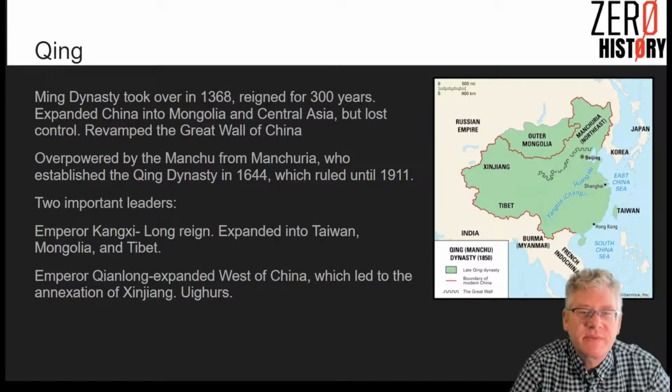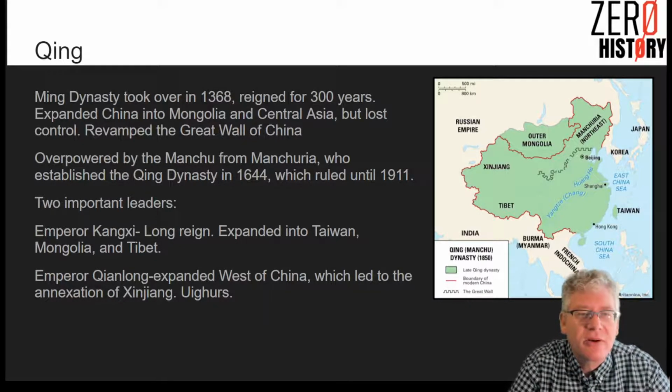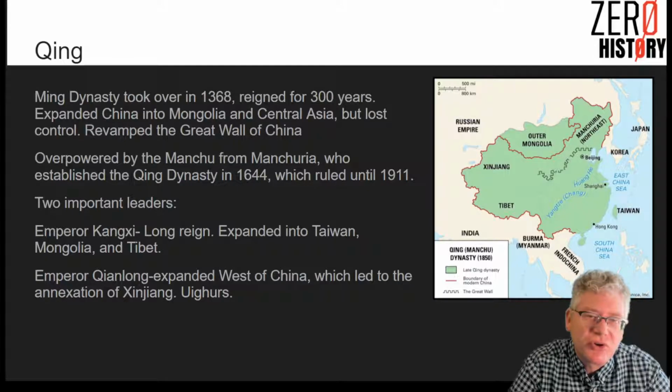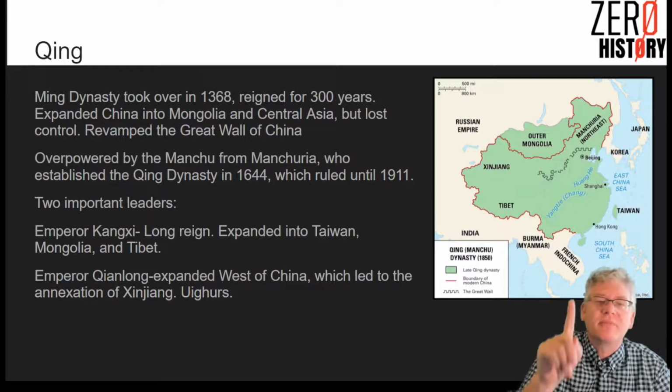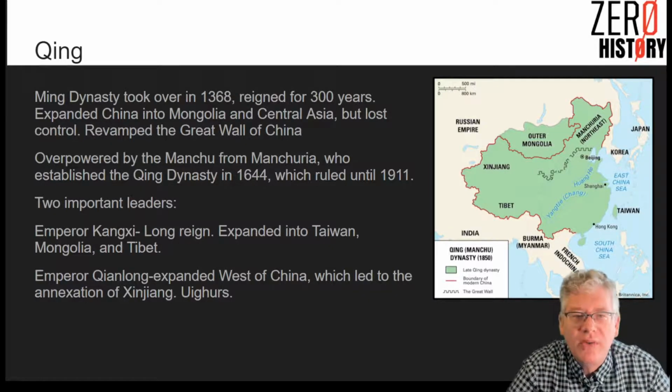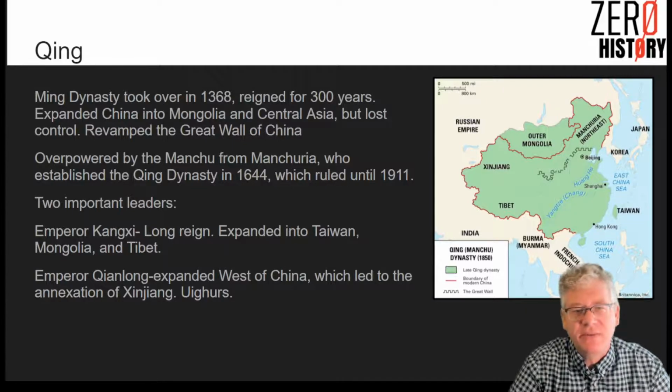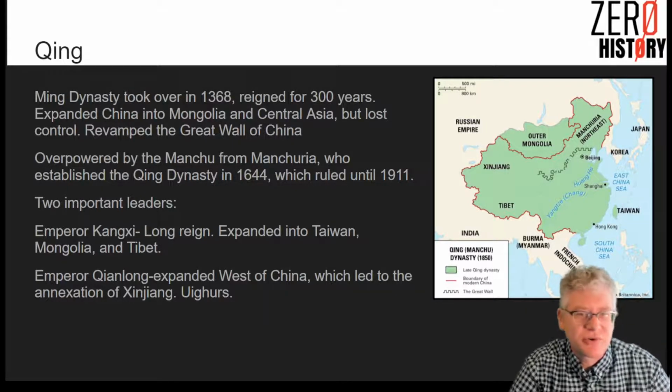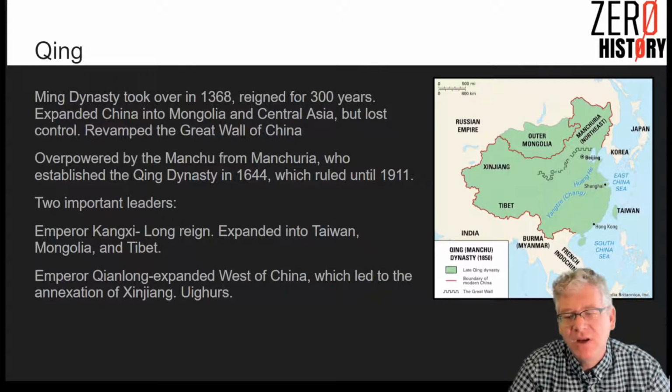The Ming dynasty will expand China into Mongolia and Central Asia, but eventually they're going to lose control, even though they do things like revamp the Great Wall of China. They were overpowered by the Manchu from Manchuria. If you look on this map right above me, you can see it says Manchuria or northeast. So just north and east of where the Mongolians were is this other group. The Manchus are quite similar in a lot of ways to Mongolians. They are steppe tribes, herding nomads.